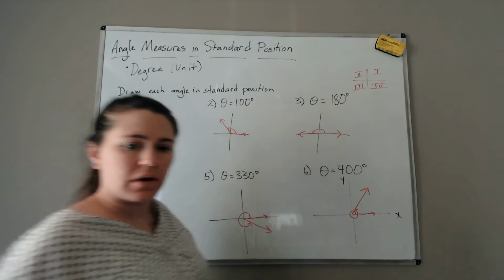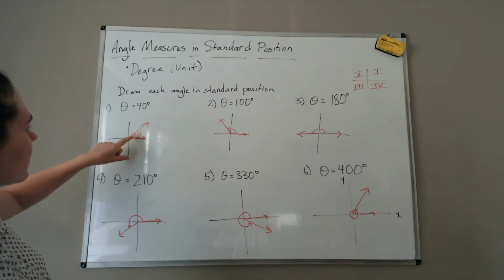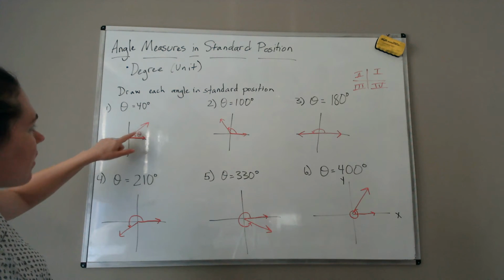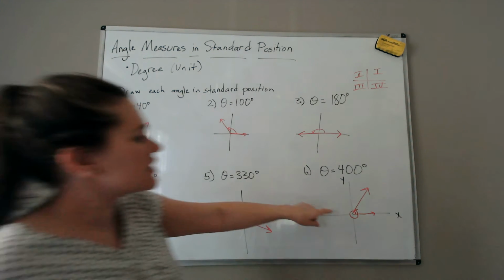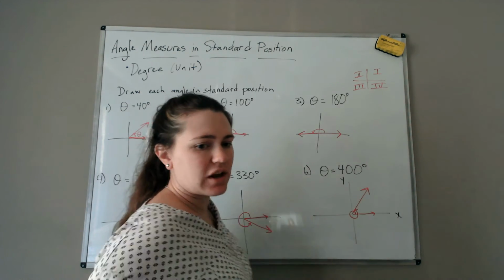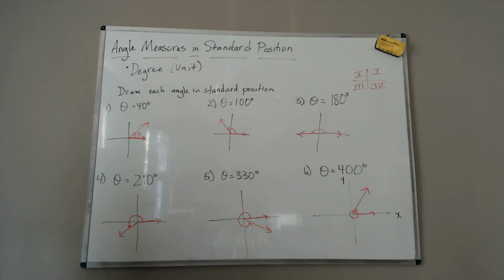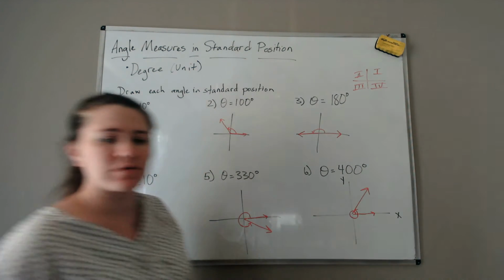okay? Think about this. Is this terminal side of number 1 the exact same terminal side as number 6? Are they in the exact same location? Start thinking about that right now. Okay, we're going to do a few more. So we're going to practice 4 more of these.